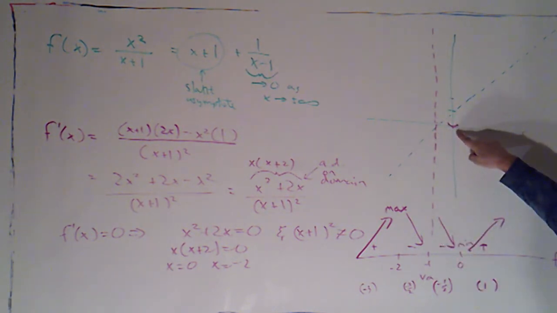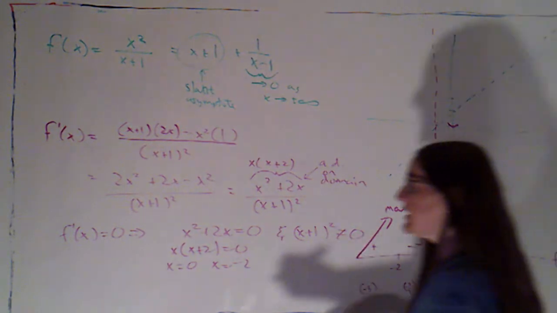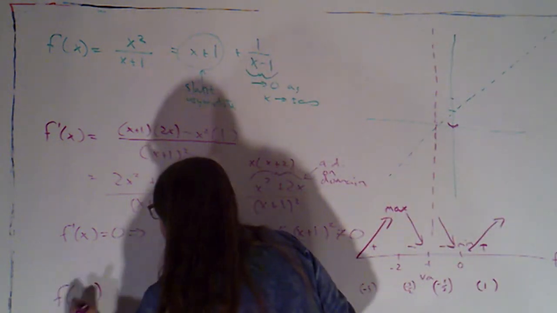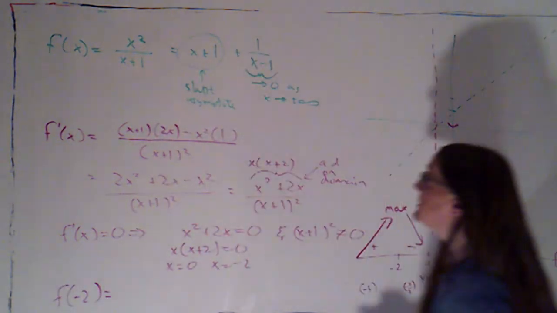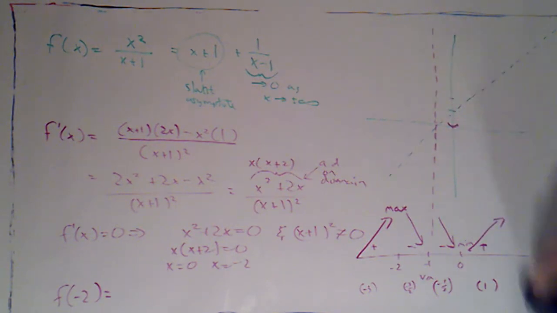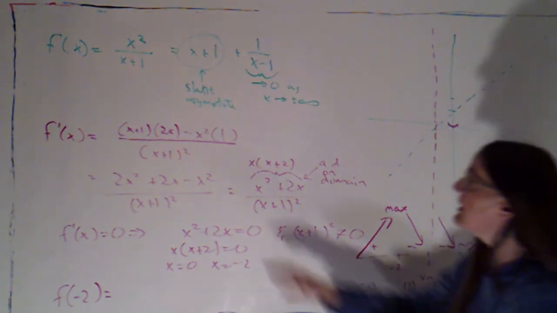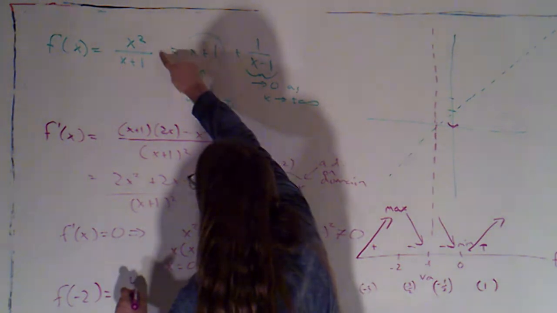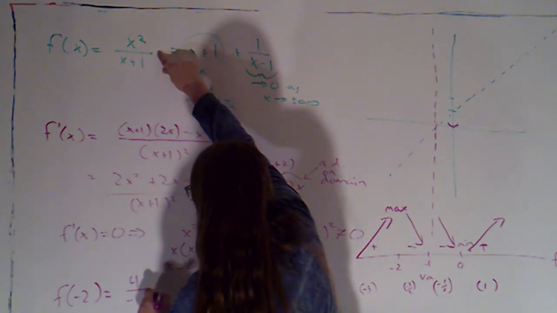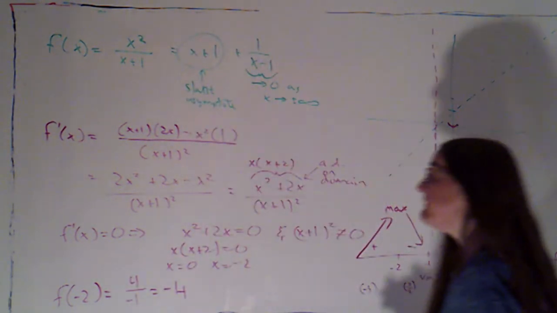Now, I already know the value at 0 right here, so I'm just going to indicate that that's going to be a low point, so that when I connect the dots, I remember to treat that as a low point. Let's figure out the value of our max. If I plug in negative 2, and remember I'm plugging into the original function because I want to see how high up to put that maximum point, that's going to give me 4 over negative 1, or negative 4.